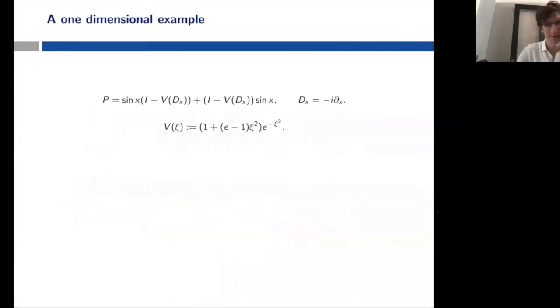Okay, so let's have a look again at an example, right? If there's time at the end, I will talk about the general theory, but I want to give you an idea of what's happening by looking at a simple, in this case, one-dimensional example. All right, so I'm just taking P to be sine of X. You should think that this is sine of X times 1 plus or 1 minus V.